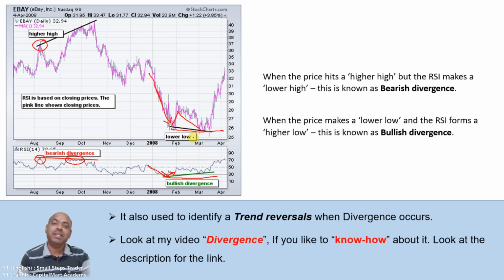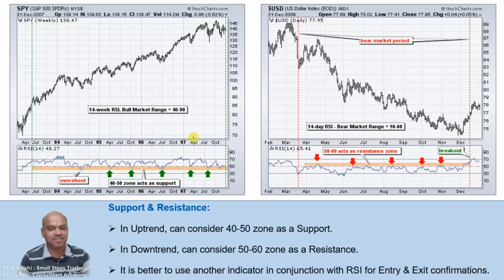It will be used many times, in many indicators, like divergence in MACD, divergence in RSI. Everyone talks about that, but how does it occur? See that video, you will get better clarity on it.